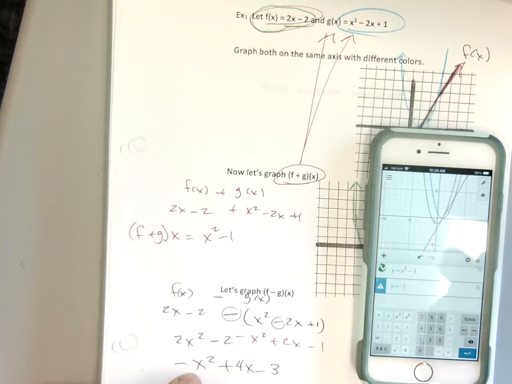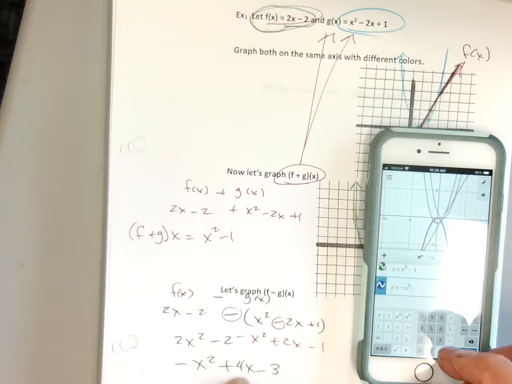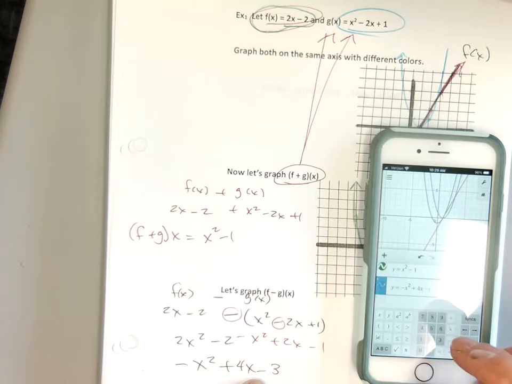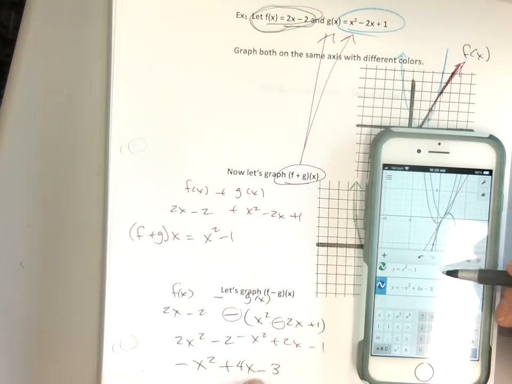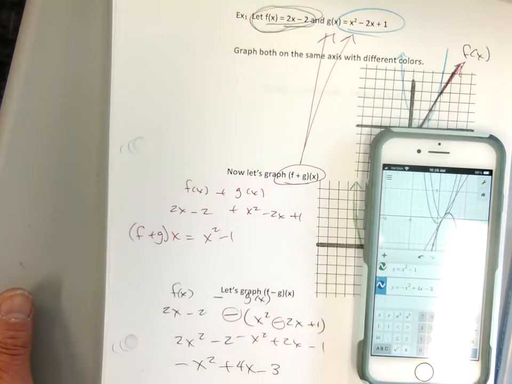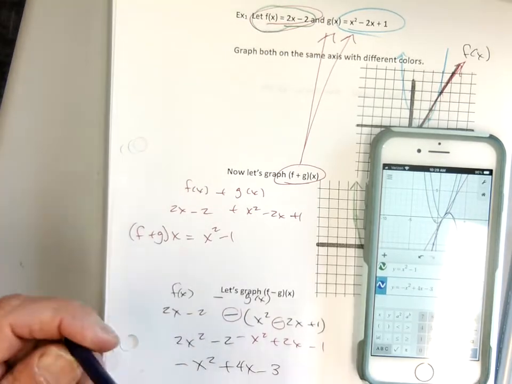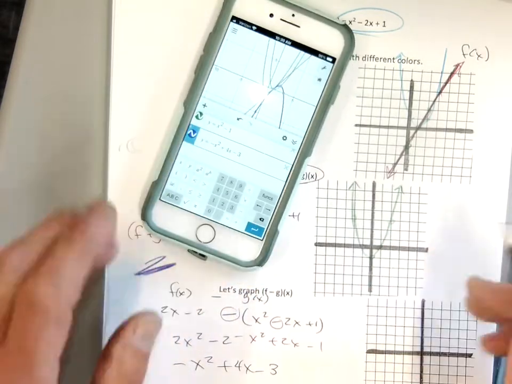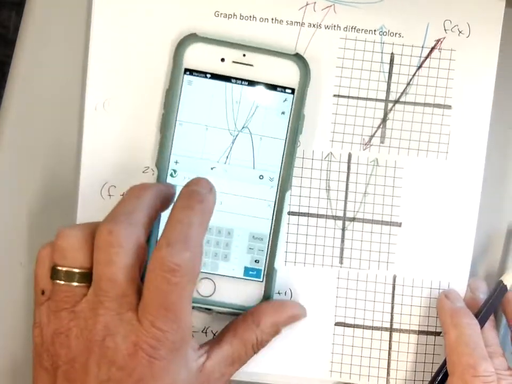Negative x squared plus 4x subtract 3, and I get this upside. Oh, it's in purple. I bet I have a purple pen around here somewhere. I do have purple. Awesome. Let's use purple. So it's going to be like this. Let's see if I can graph that one.